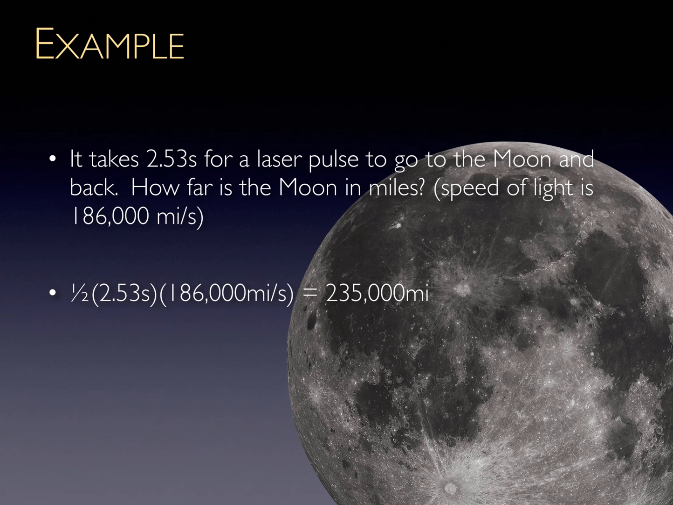As an example, suppose it takes 2.53 seconds for a laser pulse to go to the Moon, bounce off a reflector that was placed there by Apollo astronauts, and return to Earth. How far is the Moon in miles? To solve this, multiply the time by 1/2 and multiply by the speed of light, 186,000 miles per second. One then gets an answer of 235,000 miles.